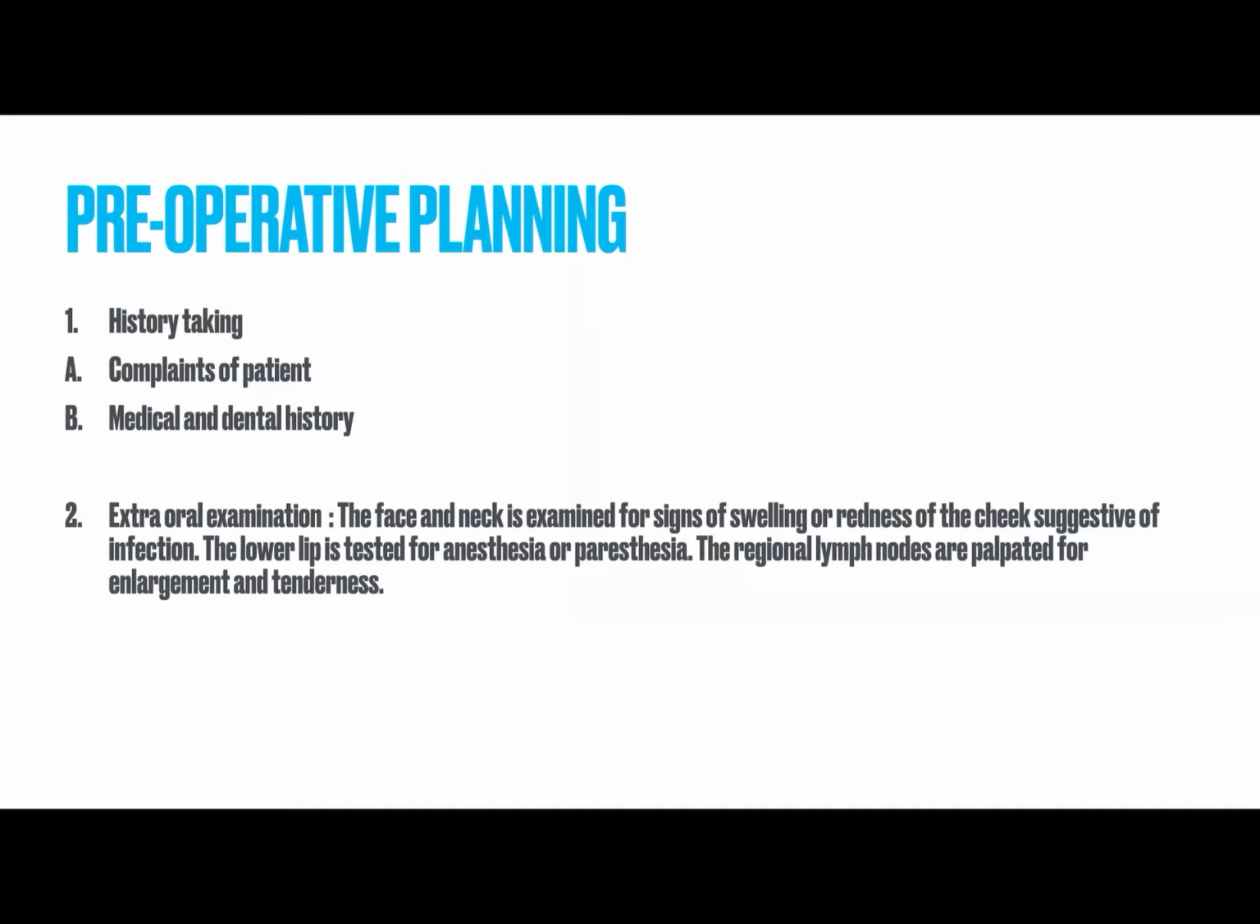Now we come to the preoperative planning for the extraction. Start by taking history, by taking the complaints of the patient and the medical and dental history. After that, we have the extraoral examination, which involves examining the head and neck for signs of swelling or redness of the cheek suggesting infection, testing the lower lip for paresthesia, and palpating the lymph nodes for enlargement and tenderness.